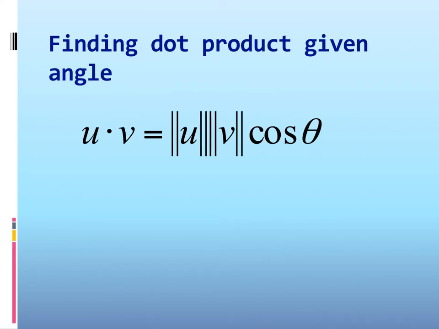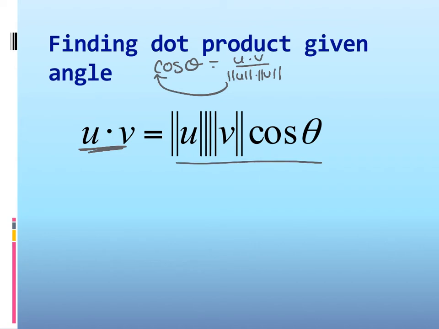Okay, finding the dot product given an angle. If we take cosine of theta equals u dot v over the magnitude of u times the magnitude of v, and we transpose it for the dot product, we would get cosine of theta times the magnitude of u times the magnitude of v. So this is just another way to find the dot product. Let's say we don't actually know the component form of these vectors, we only know the magnitudes. As long as we have the magnitudes and theta, we can still find the dot product by using this.